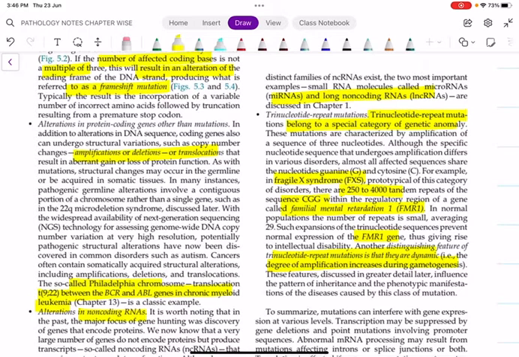Remember, the characteristic and distinguishing feature of trinucleotide repeat mutation is that they are dynamic. That means the degree of amplification increases during gametogenesis. The word dynamic means the degree of amplification increases during gametogenesis.